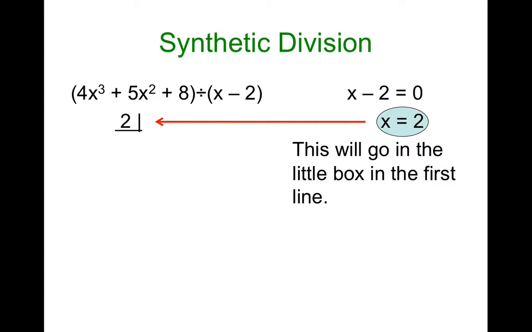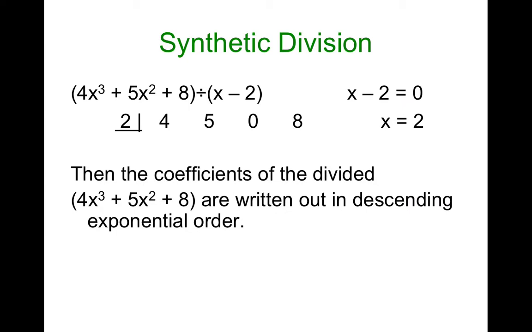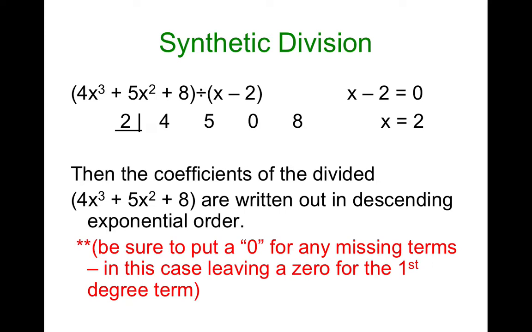Outside the little box we are going to put the coefficients of our dividend. So in this case, the 4, the 5, and the 8, and again, just like we did with the long division, we're going to fill in 0 for that missing first degree term. So here is our start and our setup to synthetic division. Basically, it's the same thing as long division, we're just doing it without the variables. One last reminder: anytime that you have a missing term, always make sure that you fill in with a 0.